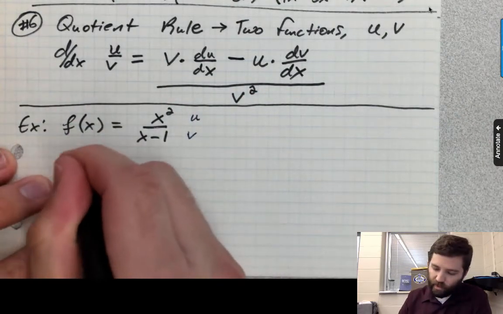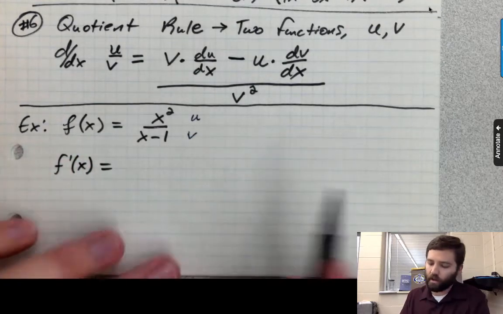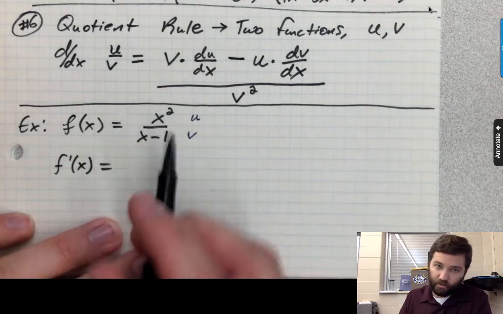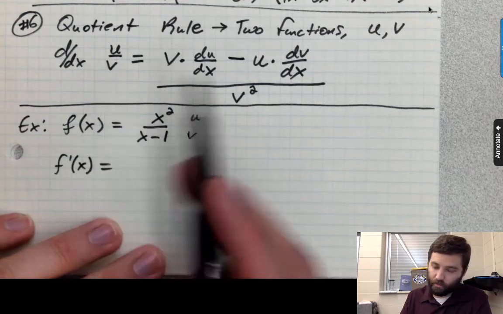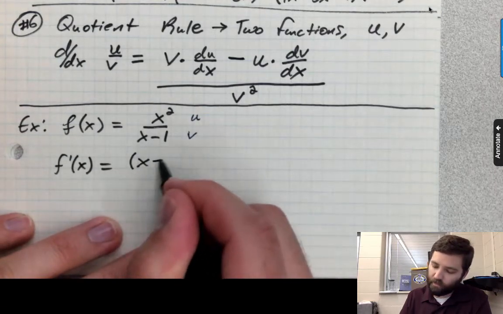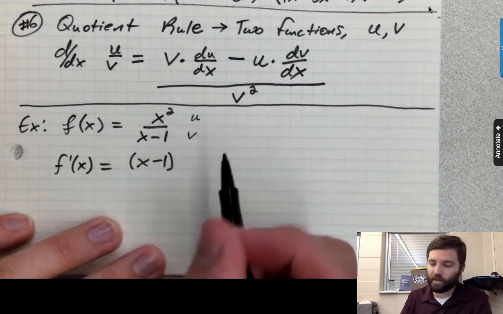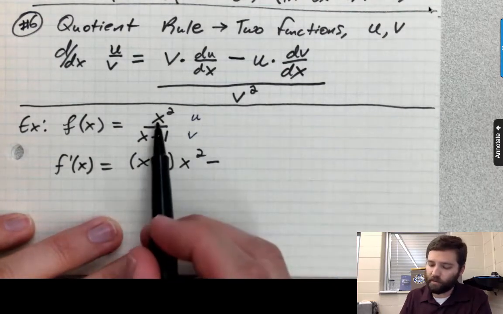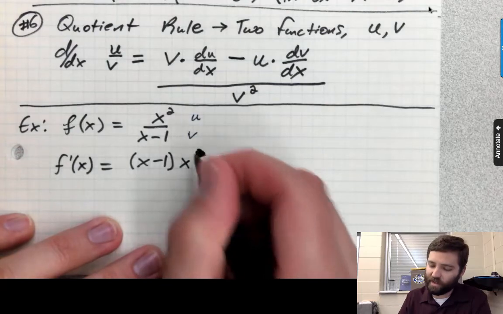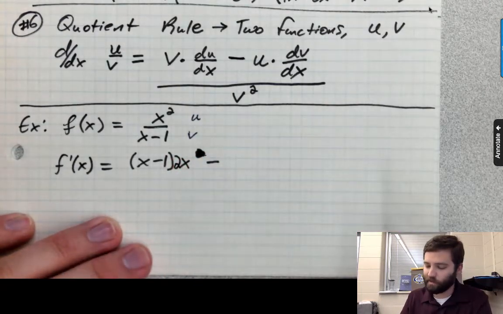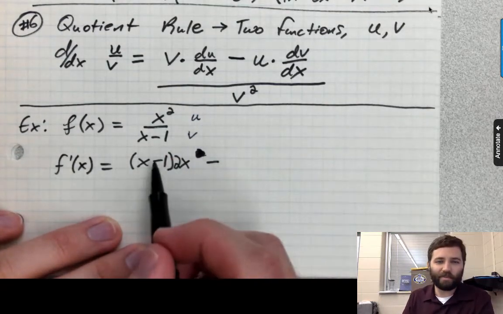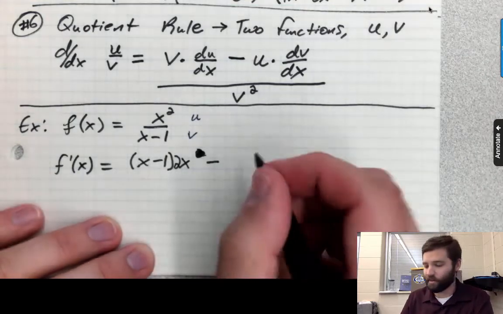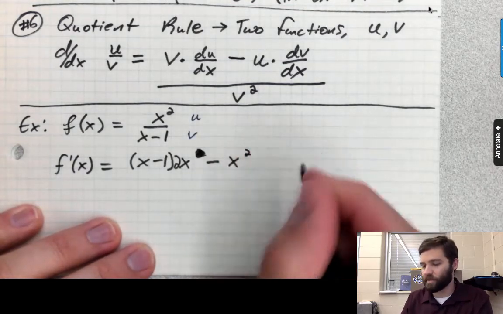So we have f prime of x. All right, we'll take bottom, which is x minus 1. So again, following the rule, so bottom function, x minus 1, times the derivative of the top. Well, that's 2x. You've got to be really careful. Okay, so bottom times derivative of the top, minus the top, which is x squared, times the derivative of the bottom.